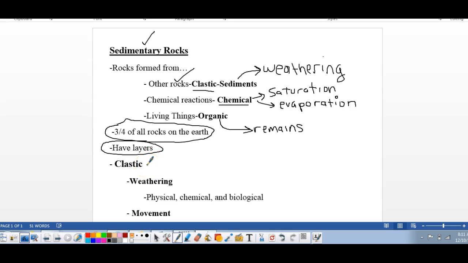So clastics are just formed by other rocks. And if you remember the rock cycle, these rocks can be igneous, they can be other sedimentary rocks, or they can be metamorphic. Any of those rocks, or any combination, can form this new rock.